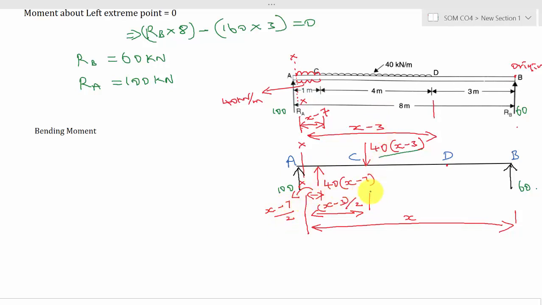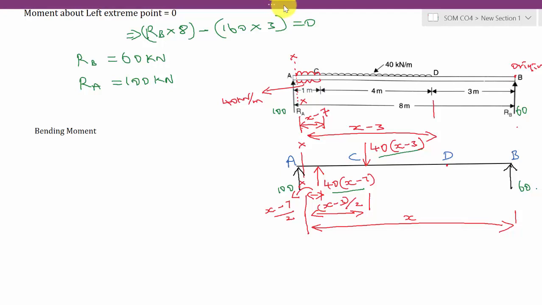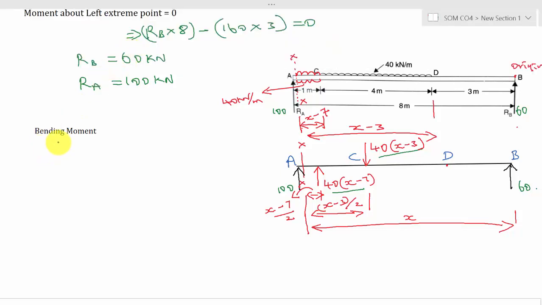So this conversion process is very important, because once you convert the uniformly distributed loads into point loads, the problem will be simple like the previous problem. Okay. So now I have converted it. Now we can solve this. So we'll write the bending moment equation by considering Macaulay's method.